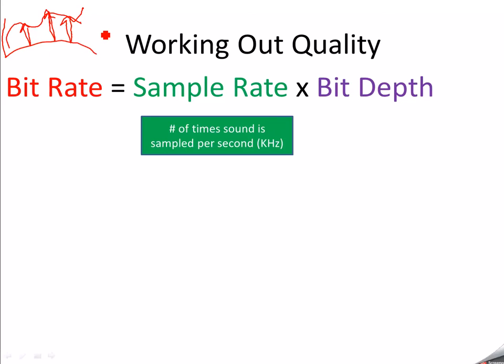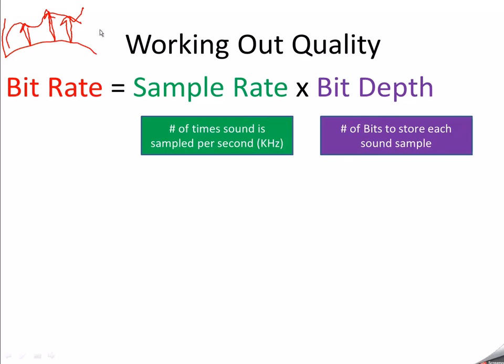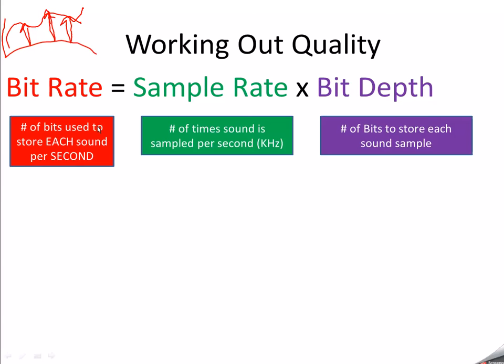We then got our bit depth. So it's the amount of bits to store each sound sample. You should know what a bit is, you should know what a byte is by now. If you multiply those two factors together, that'll give you the bit rate. So if you're ever asked to find out the bit rate, it's the sample rate times the bit depth. And the bit rate is the amount of bits used to store each sound per second.